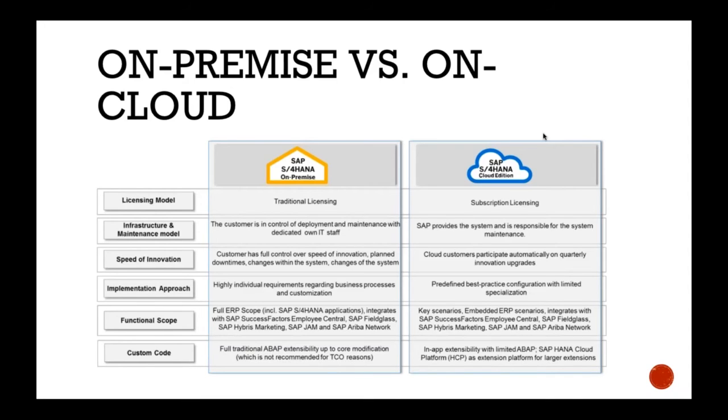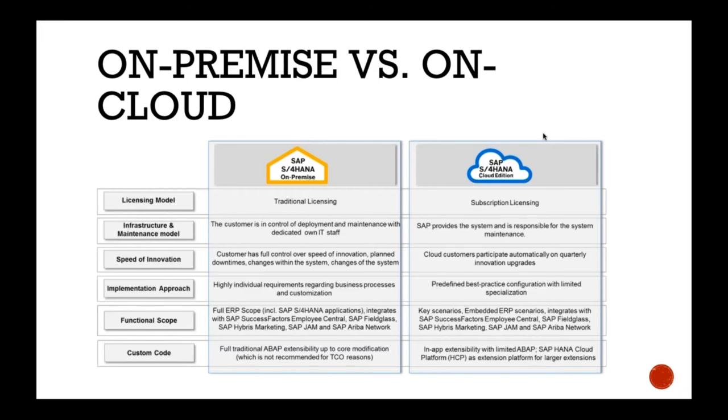But if you go for cloud, you have to use predefined best practices configuration with limited specialization. So whatever is available for all is available for you. Okay, you cannot make your own customizing changes. Now, why do you think these are the restrictions in cloud? Because this cloud server is normally shared by multiple clients. Okay, and if SAP allows you to create Z codes, if SAP allows you to play with the standard processes, that will impact other customers also.